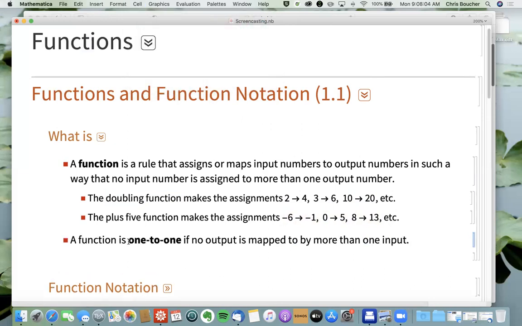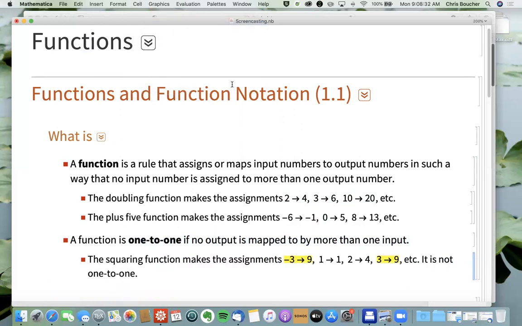A quick bit of terminology: a function is one-to-one if no output is mapped to by more than one input. Now, every function never generates more than one output for a given input. A function can, however, take 2 different inputs and map them to the same output. That's allowed, but it's not one-to-one. So we'll circle back to this terminology as we go forward. I just wanted to introduce it here at the beginning.